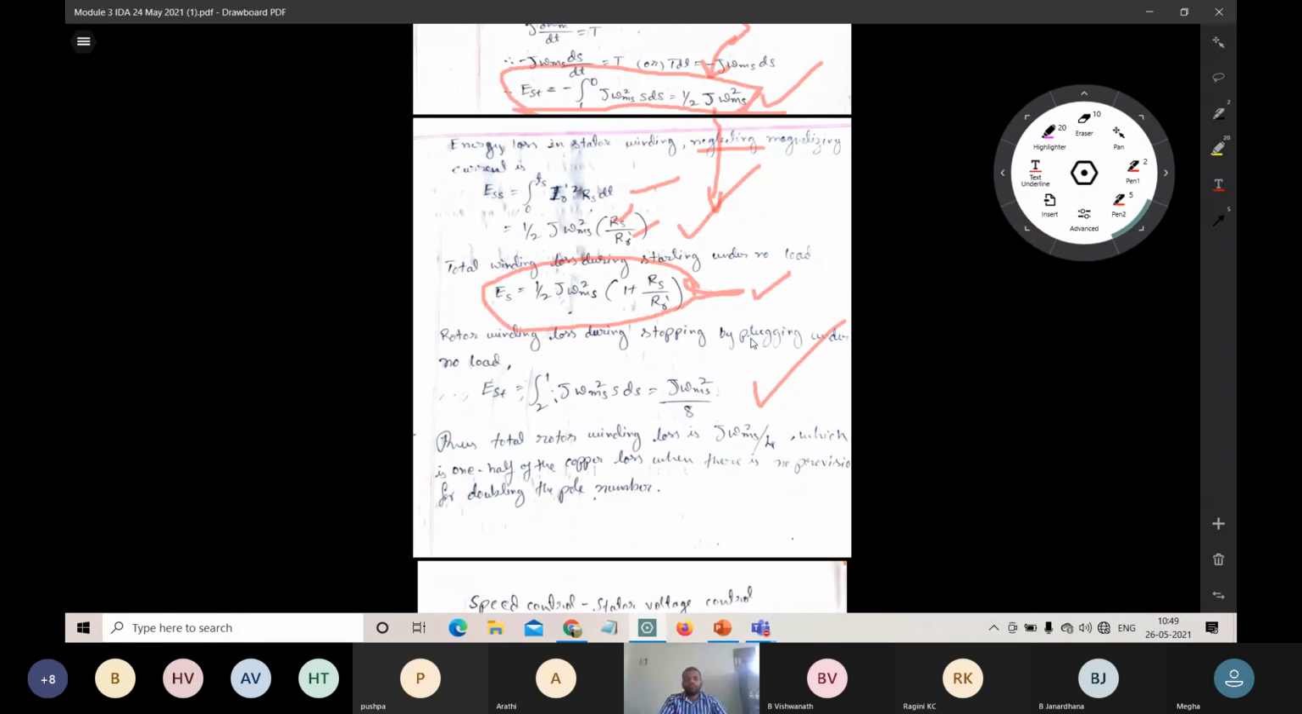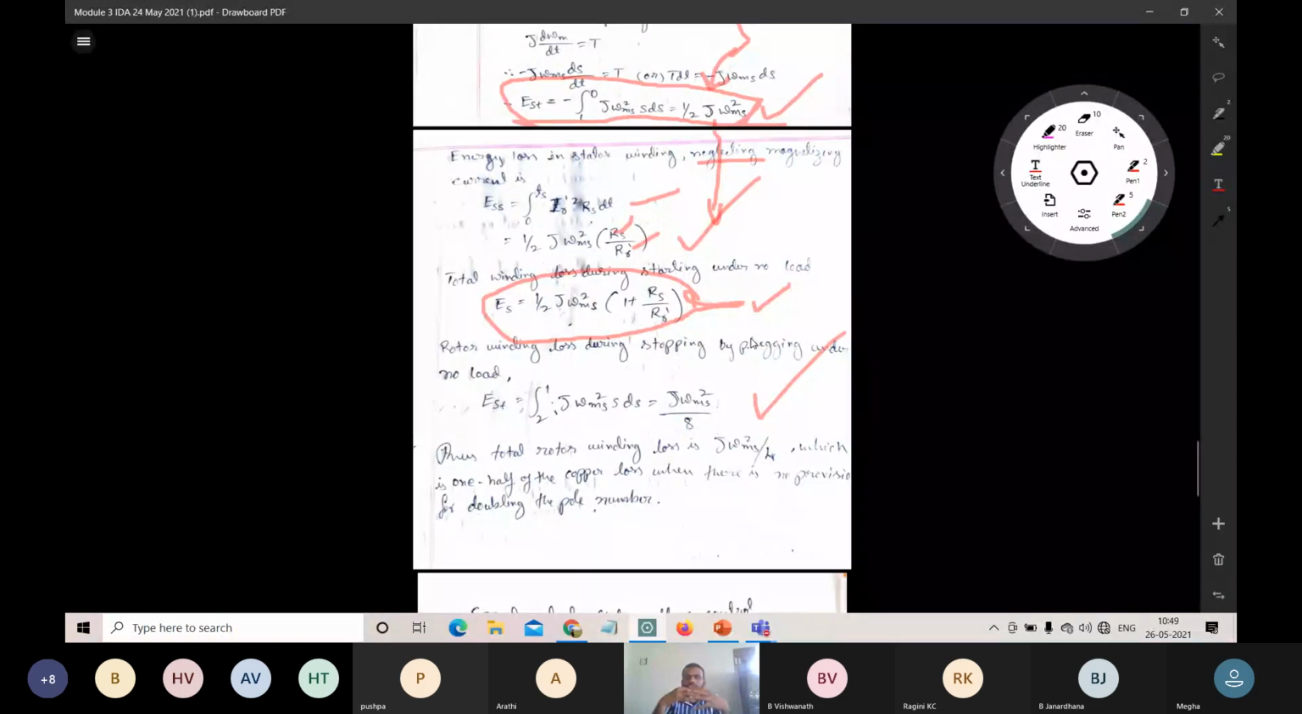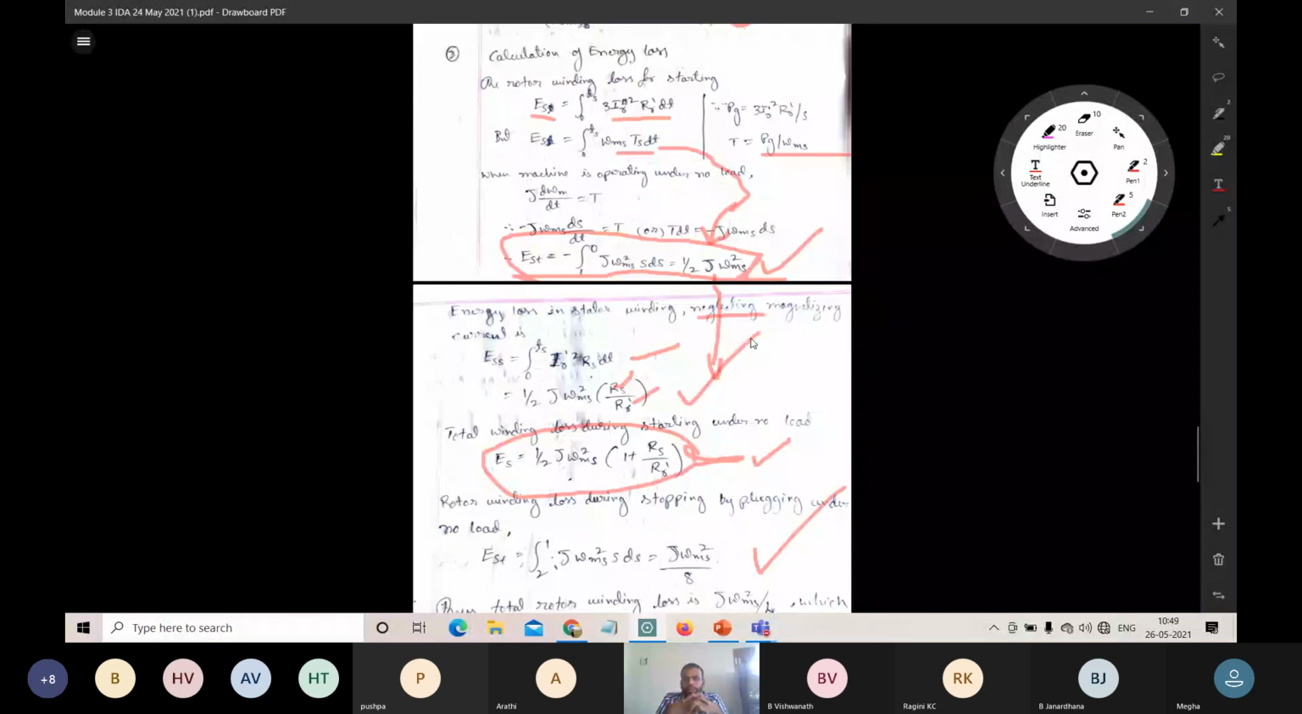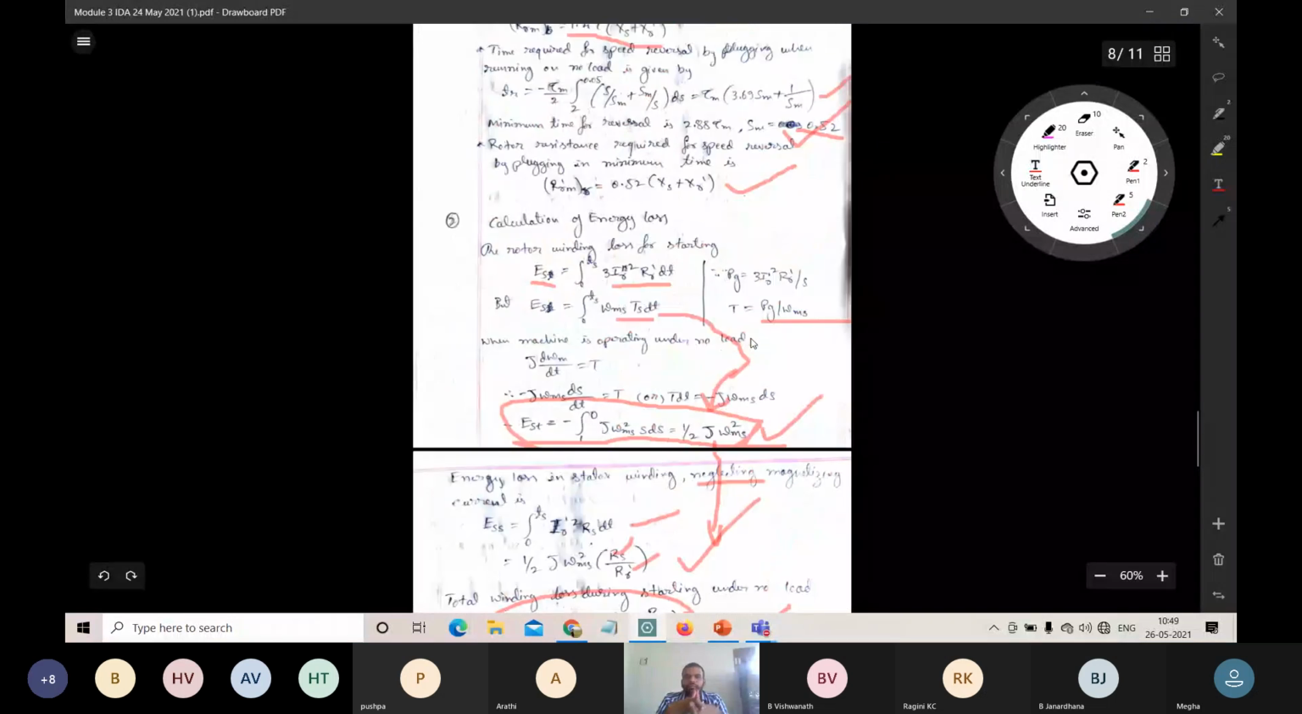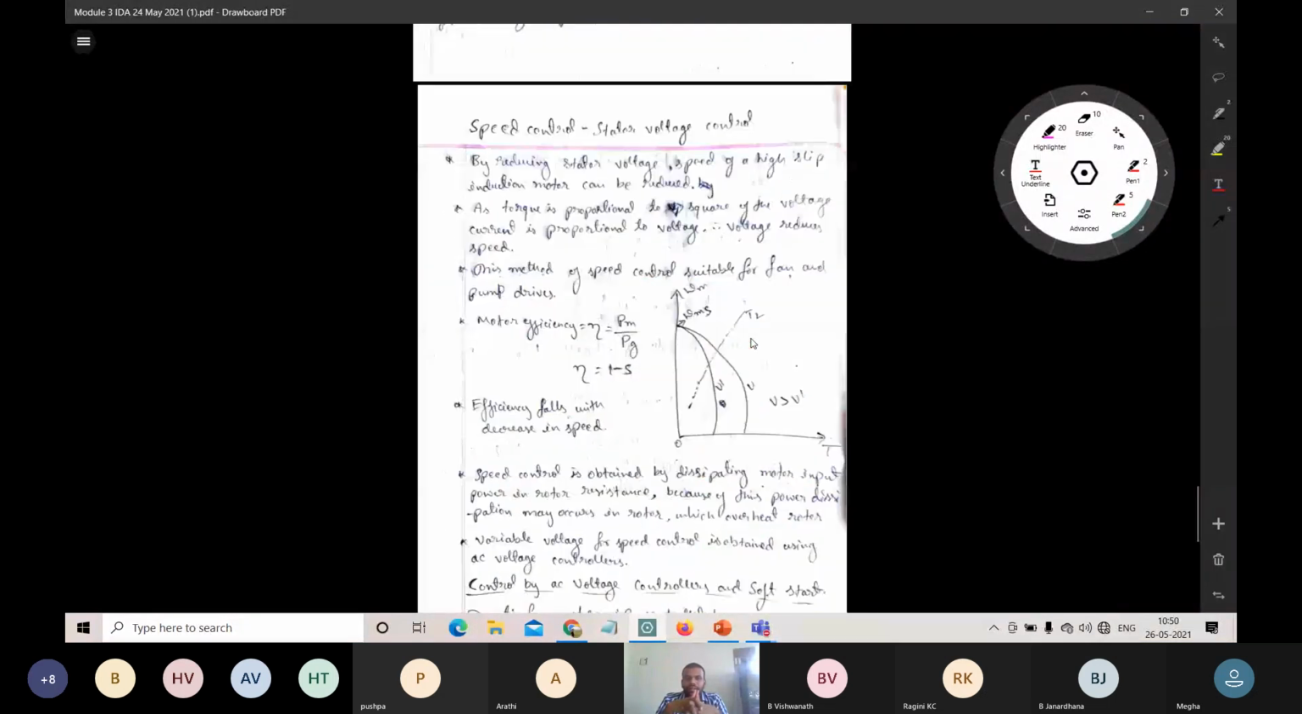So this is about the transient analysis: the starting and stopping, and the calculation of energy loss. That is one part. The next part is speed control. Normally we need to start the motor and we need to brake the motor. In the same way, we need to control the speed depending upon the requirement of the motor.